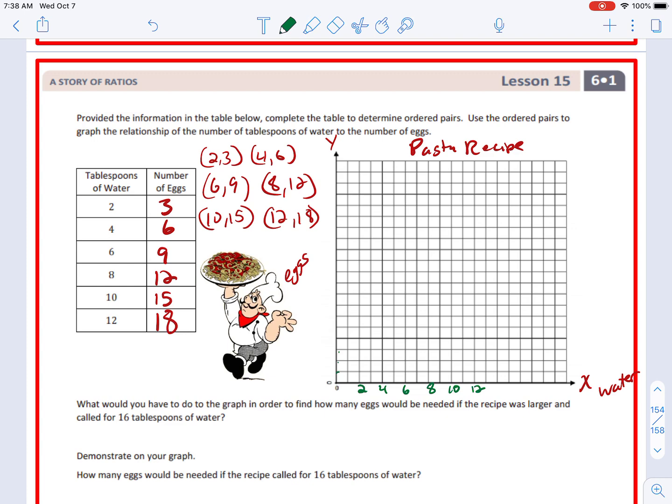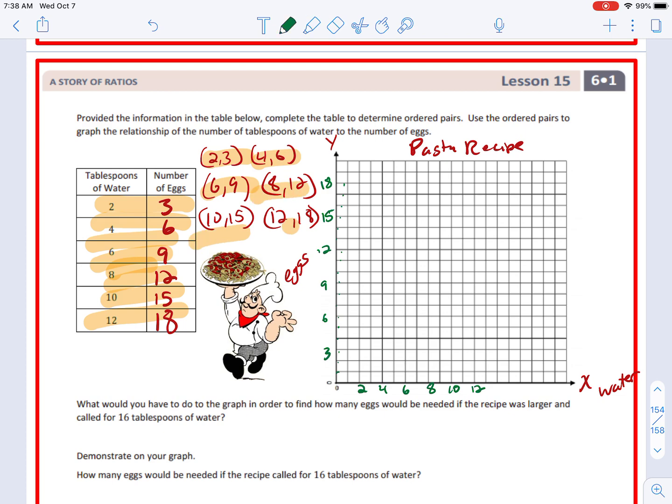1, 2, 3, 3. 1, 2, 3, 6. 1, 2, 3, 9. 1, 2, 3, 12. 1, 2, 3, 15. 1, 2, 3, 18. Okay, so I didn't write every single number. I just wrote the numbers that I needed, because those are the numbers that I have on my table and my ordered pairs.